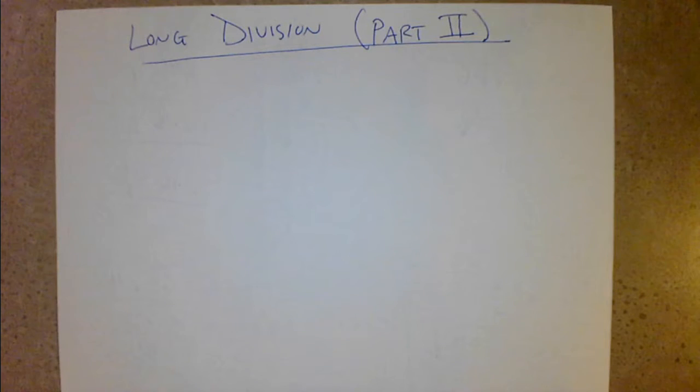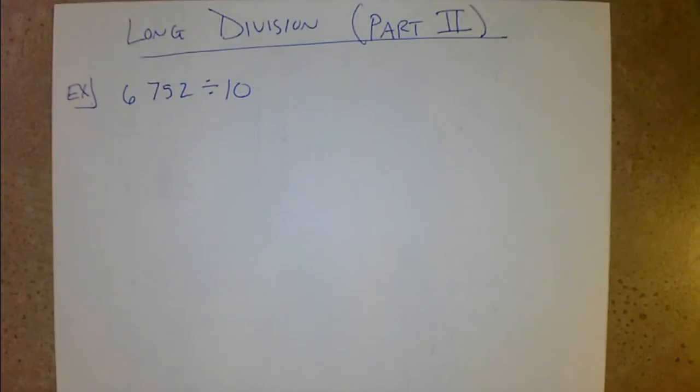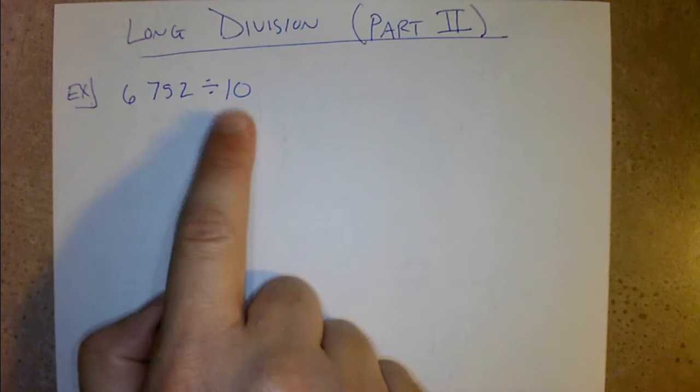I'm coming at you with all sorts of mathematics from all sorts of levels. So let's get to it. Let's do an example where we have 6,752 divided by 10. Now what makes this a part 2 problem is that's a 2-digit number.